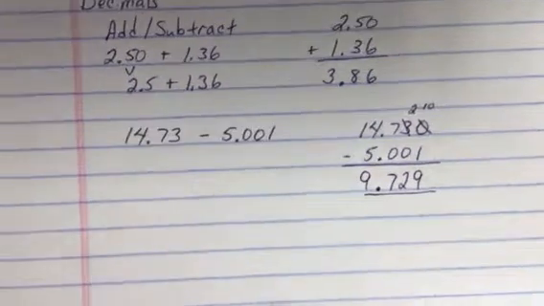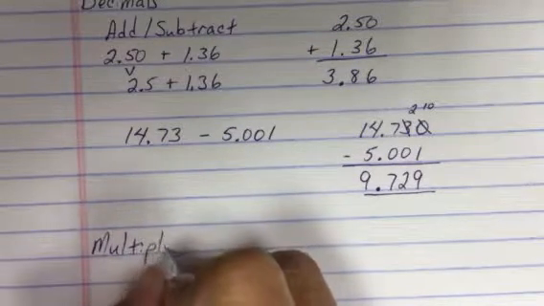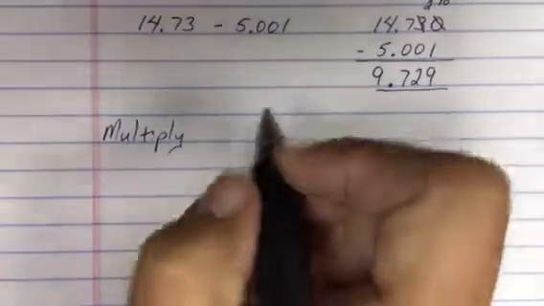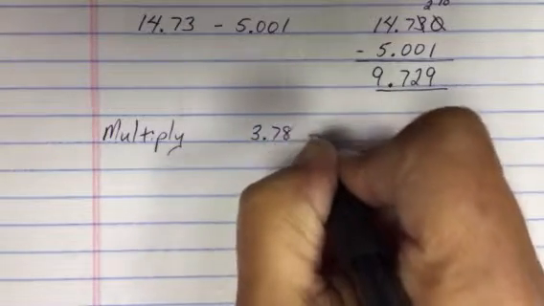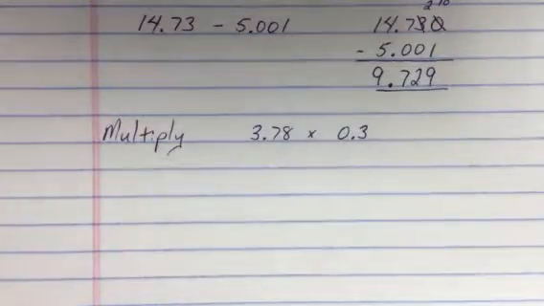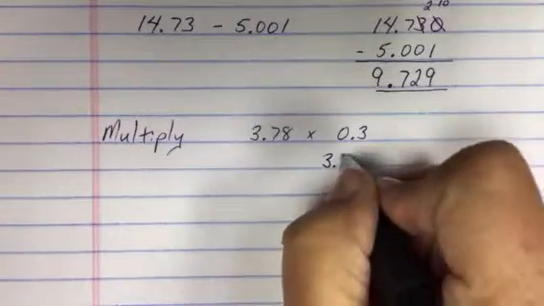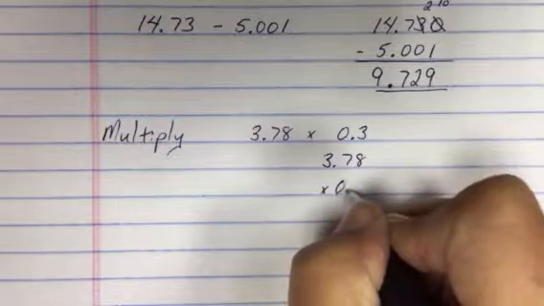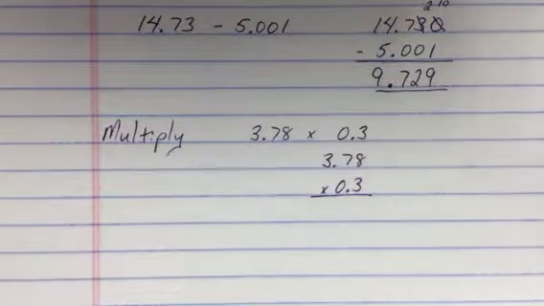When we multiply, we don't line the decimals up. We line it up off of the right. So rewriting this vertically, lined up off the right. And we ignore the decimals in the beginning. We multiply like long multiplication, normal.